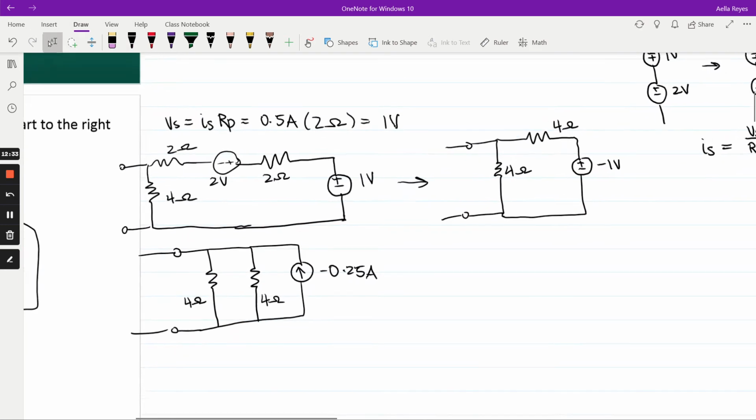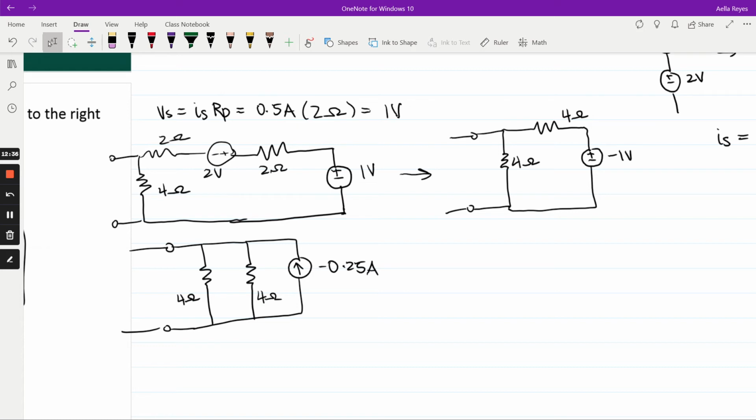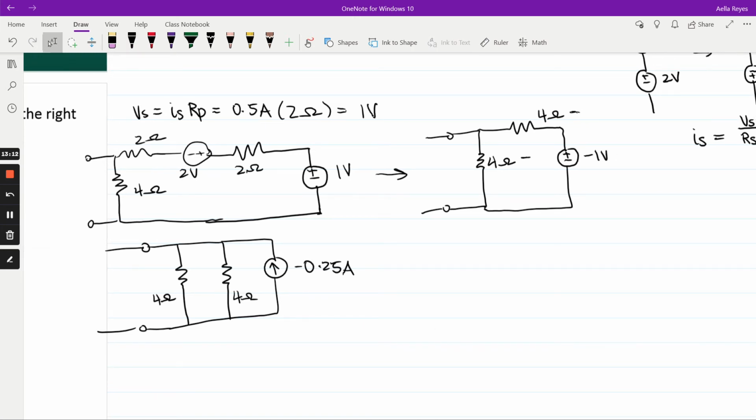And then now we can source transform this again. So we can add up these resistors now, because we can only add up resistors in parallel with each other. Before, this 4 amp series was in parallel with this, so we can't add them. But now we can, because we source transformed this. So that's why it was important to source transform this. But now we're going to source transform it back again.